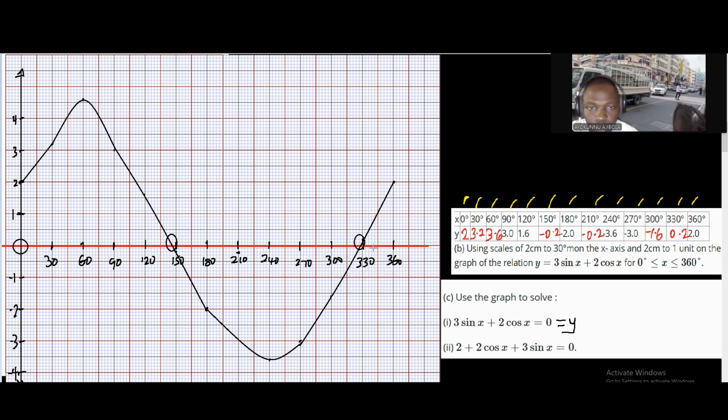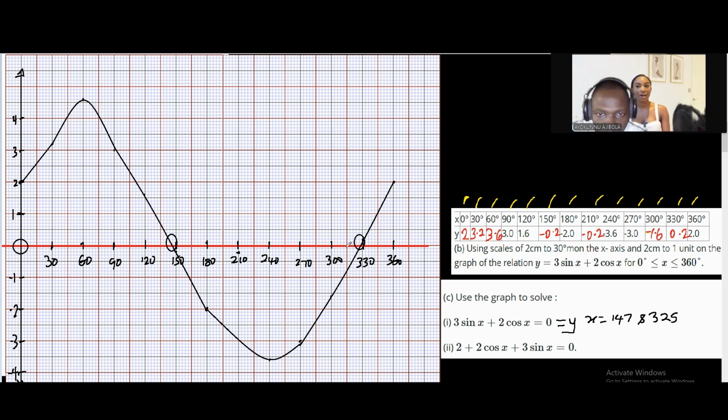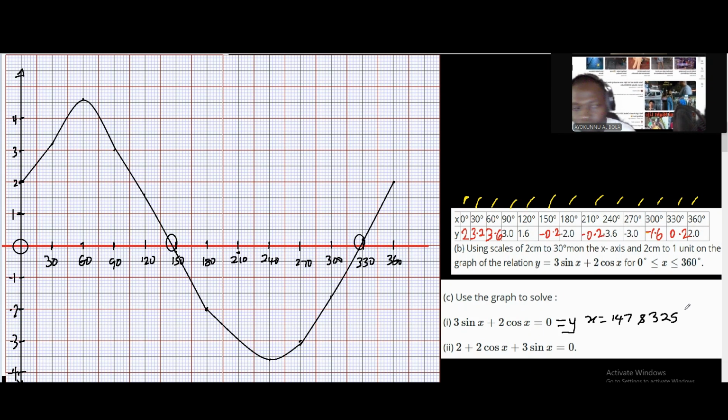Then the one that is close to 330, not 300, 330. So we can say x equals 147 and something around 32-something, where this is 300 and this is 330. This must be 320 something, okay? Yes, sir. Maybe 325 or 329 or something. Anything you read on the graph is perfect. That is around the value it's supposed to give us.